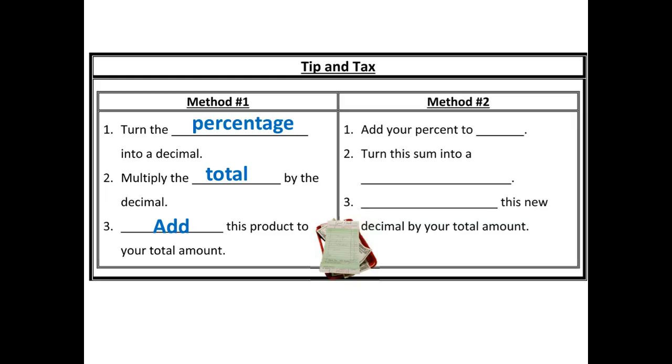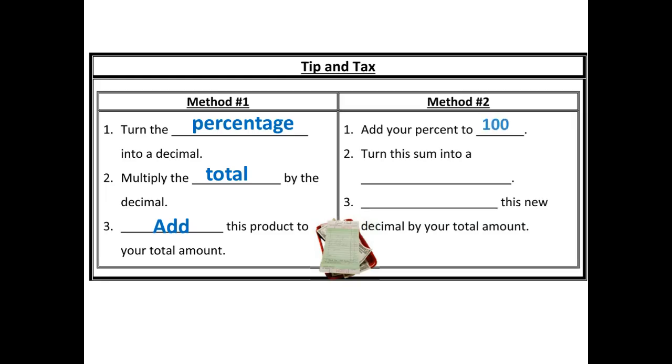If you just multiply the percentage by the original or total cost, you end up just finding that extra amount that you're paying. So you're just finding the tip, you're just finding the tax, you're just finding the extra markup value. Method 2 deals with the markup to begin with.